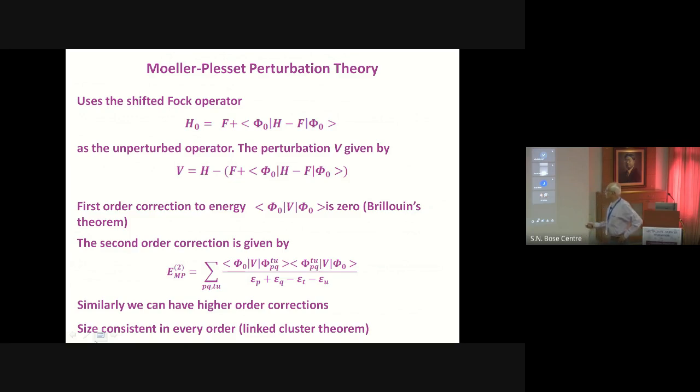And the second order correction is given by a simple second order perturbation theory, which is given here. Similarly, we have higher order corrections. The nice thing about this perturbation theory is that it is size consistent in every order. So what do we mean by size consistent? Let me tell you what it means just by writing down a little bit.